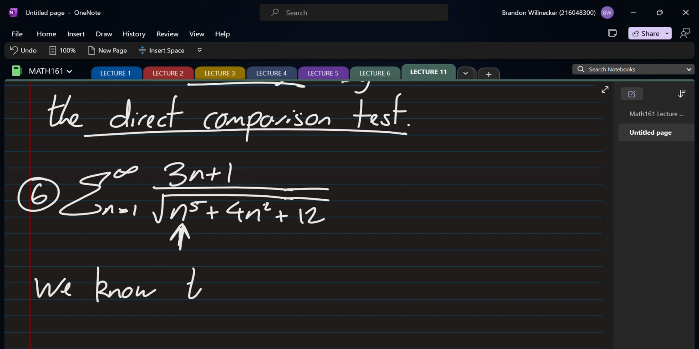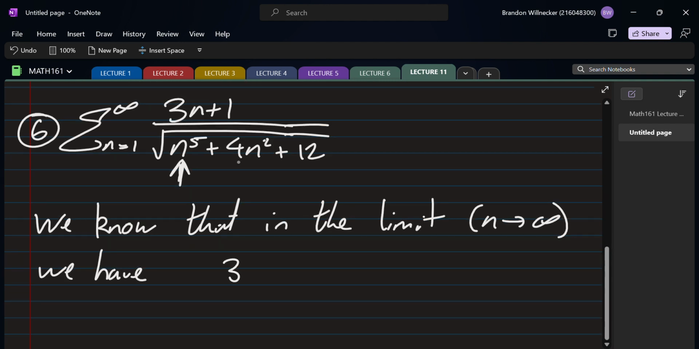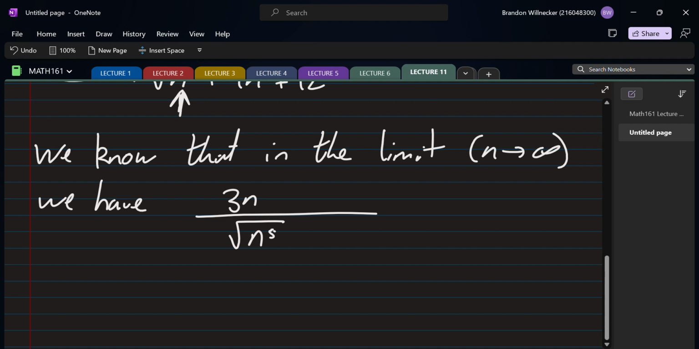So we know that in the limit, okay, that meaning n going to infinity, we have the 3n plus 1 in the limit will be 3n, because the 3n is much bigger than the 1, and in the bottom, we're going to have root n to the 5, because that's going to be much bigger than those smaller terms. Okay, we can simplify this. This will be 3 over n to the 3 over 2, just by simplifying that a bit. So we've got this new series, 3 over n to the 3 over 2. And here, it's a p series, so p equals 3 over 2. That's bigger than 1, so it converges.